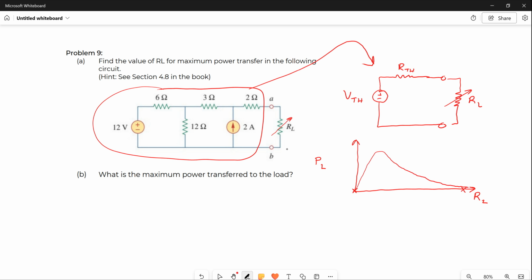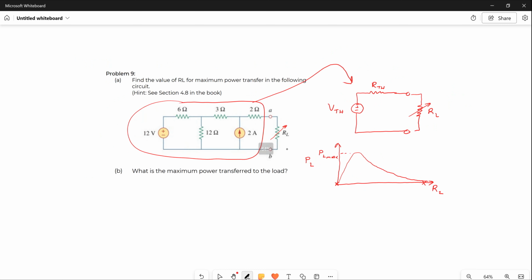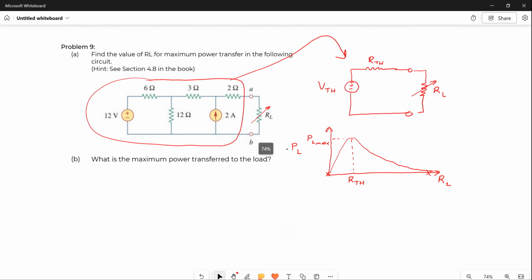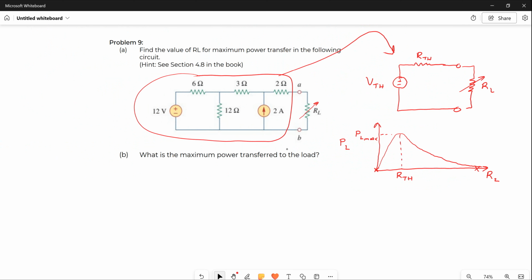It happens that this maximum power to the load, let me call it P to the load max, that maximum power happens right when RL is equal to R Thevenin. So all we have to do to find the value of RL for maximum power to RL from the circuit is look at that circuit and determine what the R Thevenin is.